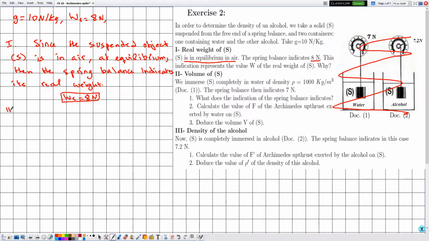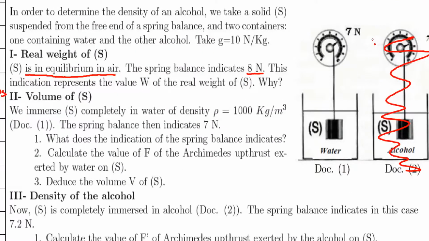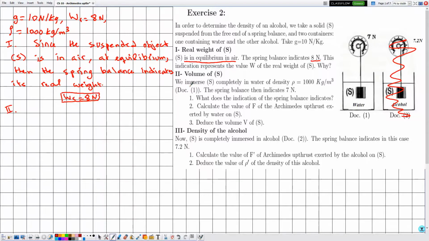Now part 2, volume of S. We immerse S completely in water of density ρ equal to 1000 kg per cubic meter. So we know that the density of water is 1000 kg per cubic meter. And they mentioned document 1. Now we can only use document 1. The spring balance then indicates 7 newtons. So with the solid S, here it's completely immersed in water.